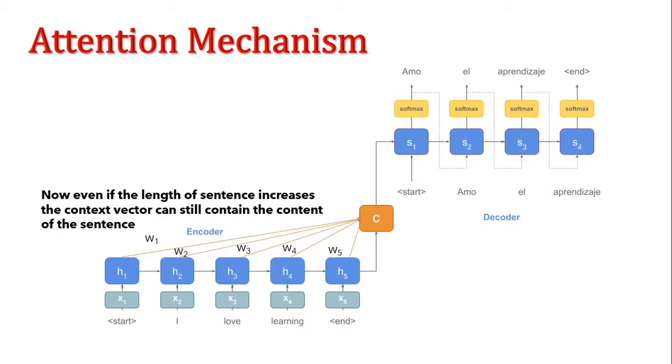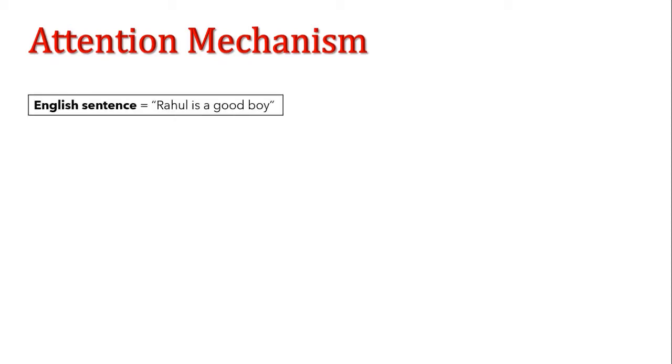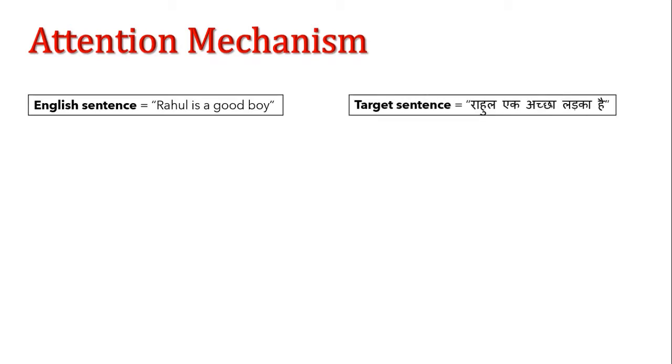So guys, let's implement attention mechanism for a sentence translation model with a simple example. Let's say we have an English sentence, Rahul is a good boy, and the target sentence, Rahul एक अच्छा लड़का है. So before we start decoding, we first need to encode the input sentence into a set of internal states, let's say H1, H2, H3, H4 and H5.